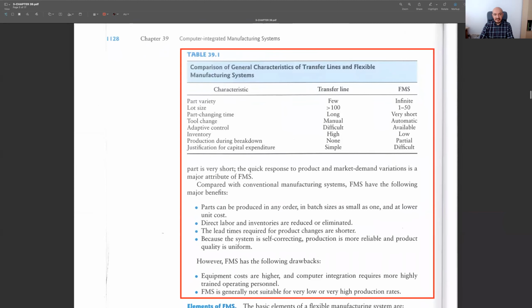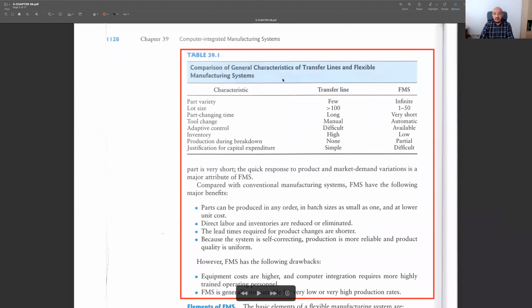This is a nice table, actually, summarizing some important properties of flexible manufacturing with respect to transfer lines. Let's have a look at them. Part variety. Obviously, we know that in the transfer lines, we have a dedicated line, dedicated manufacturing system, dedicated hardware, so we cannot change the product. But if you look at flexible manufacturing systems, we have infinite part variety, which means that you can produce any product. Since we have many manufacturing cells, we have guided vehicles all around moving, so that's why we have high flexibility.